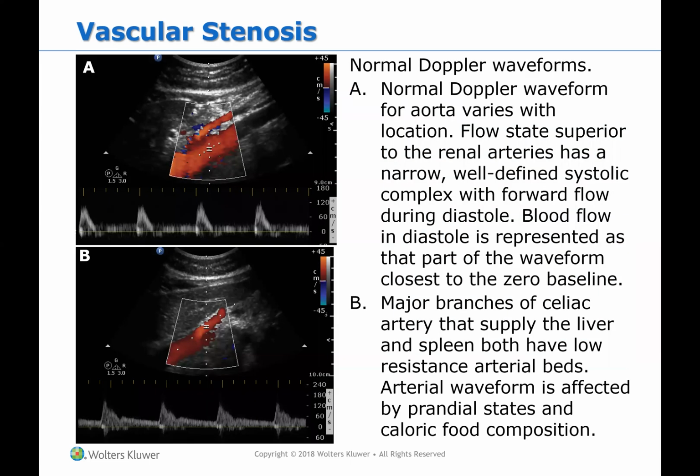So, here is a normal Doppler waveform of the aorta. And you can see how it's a high stroke and then it's low. So it has a lower diastolic flow. While a lot of the major branches of the celiac arteries have a less high stroke, but the diastolic flow is higher, which we'll learn more about.